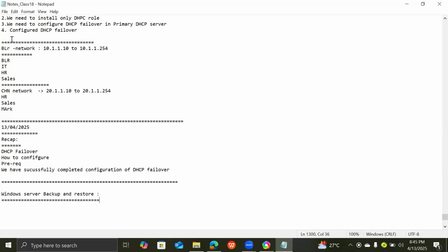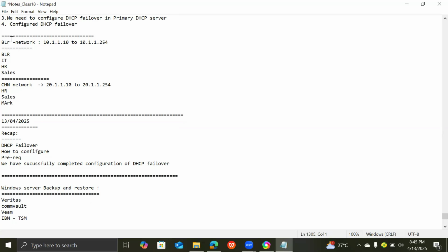Basically, currently most of the companies are using third party backup, third party vendors' backup, right? Have you heard about third party backup? What are those? Yes, we are using Veritas. Veritas, correct. We have Commvault, we have Veeam backup, and IBM TSM backup. There are many third party vendors.